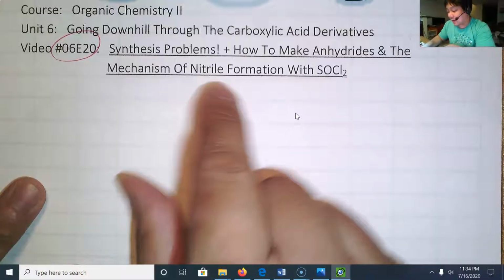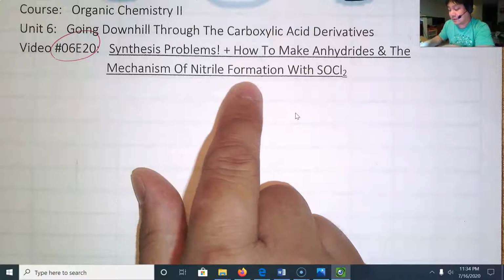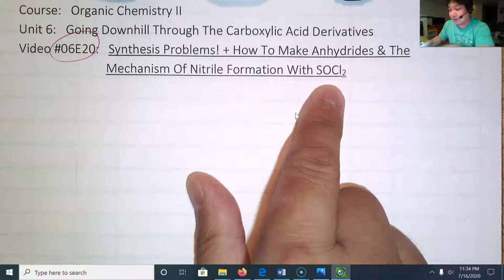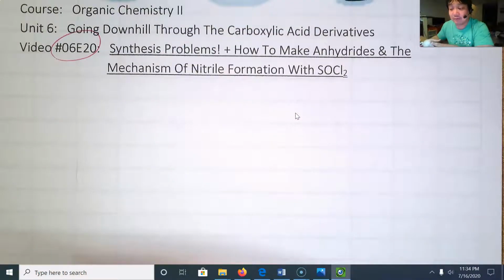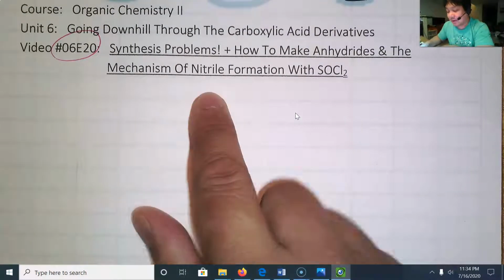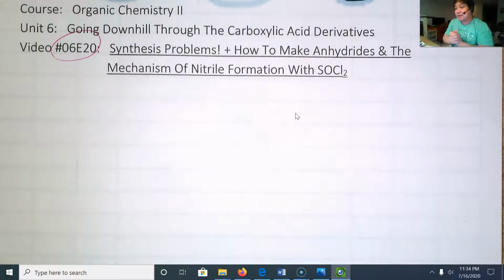And then if we have time, and only if we have time, I do want to look back at this nitrile formation using SOCl2. If you recall, I said SOCl2 in this case is acting like a dehydrating reagent to change an amide, a primary amide, to a nitrile, if we have some time.